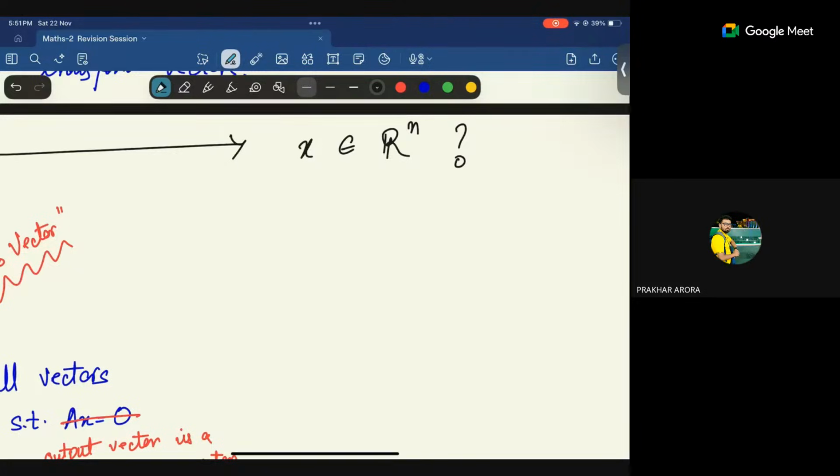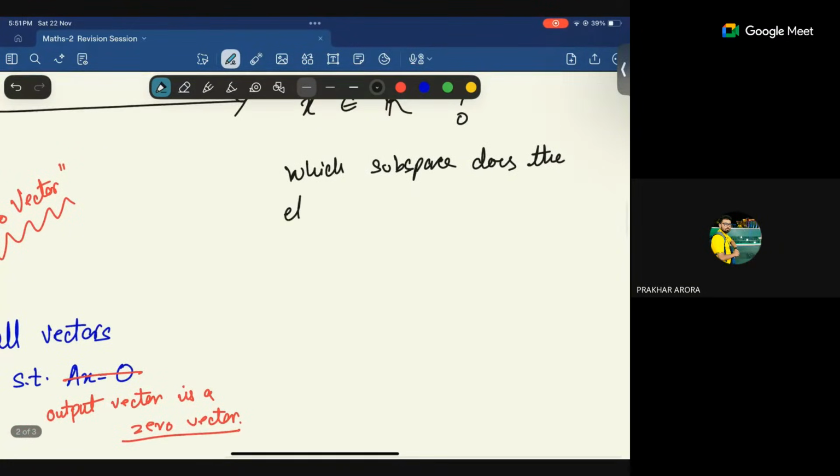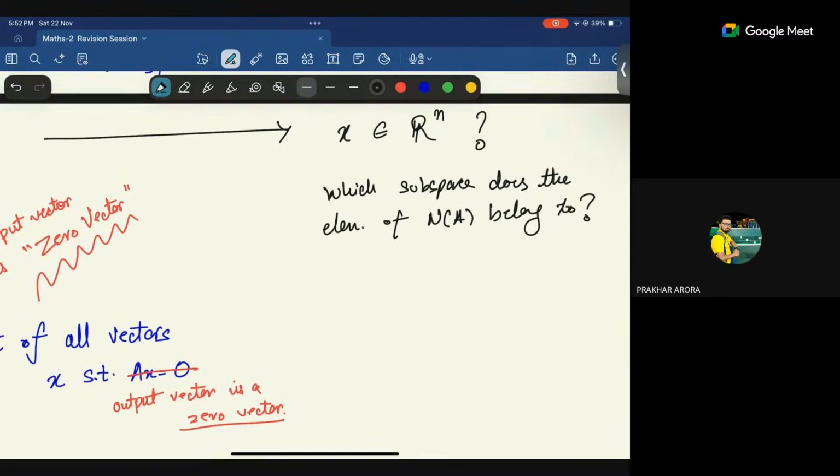This was my question, that can come in your exam: which subspace do the elements of the null space of A belong to? And you have options like R2, R3, R4, R5. These could be any options.